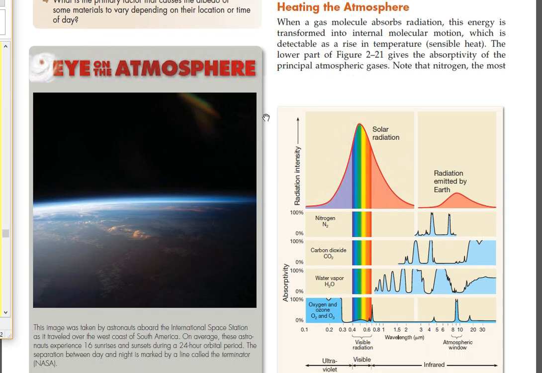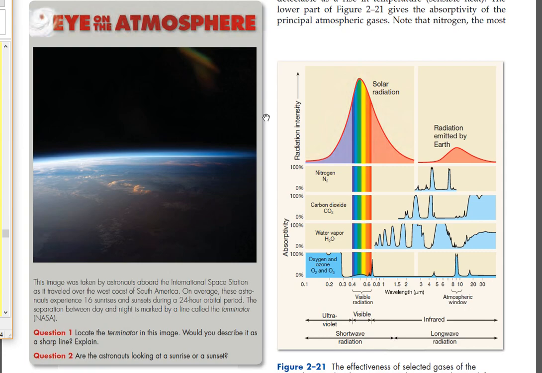The lower part of Figure 221 gives the absorptivity of the principal atmospheric gases. Note that nitrogen, the most abundant constituent in the atmosphere, 78%, is a relatively poor absorber of incoming solar radiation. The only significant absorbers of incoming solar radiation are water vapor, oxygen, and ozone, which account for most of the solar energy absorbed directly by the atmosphere.